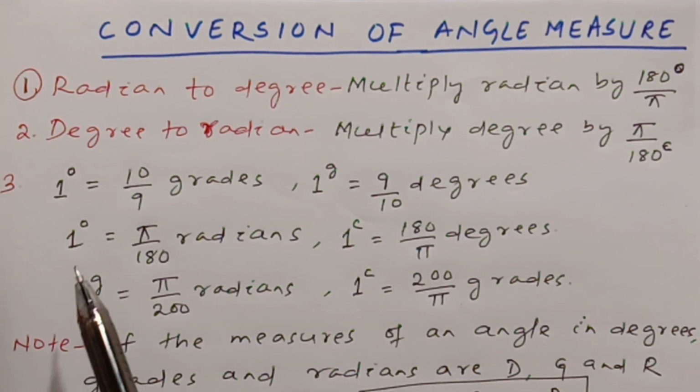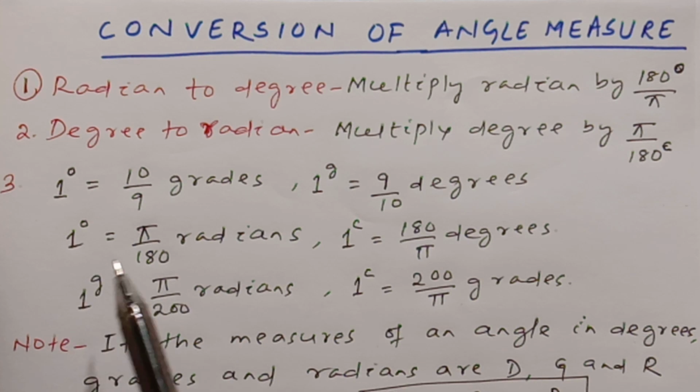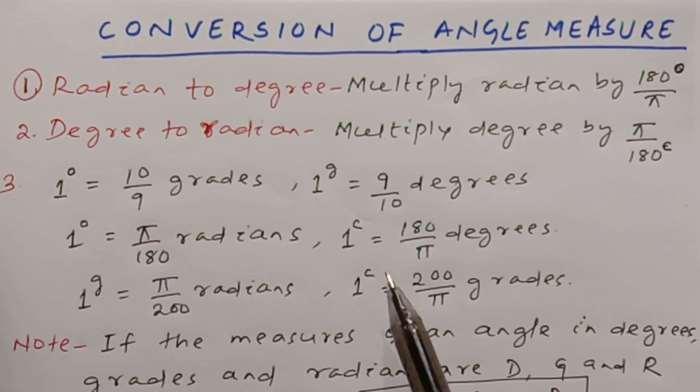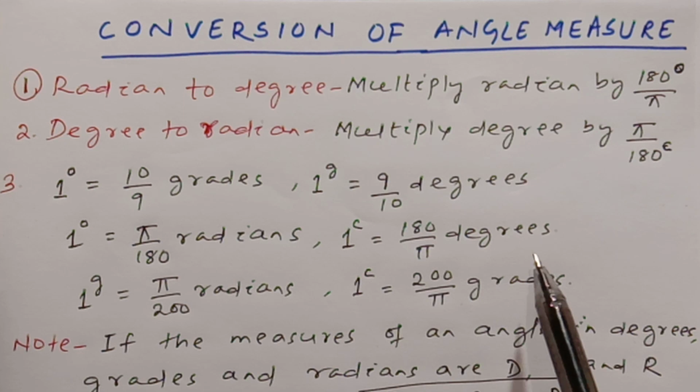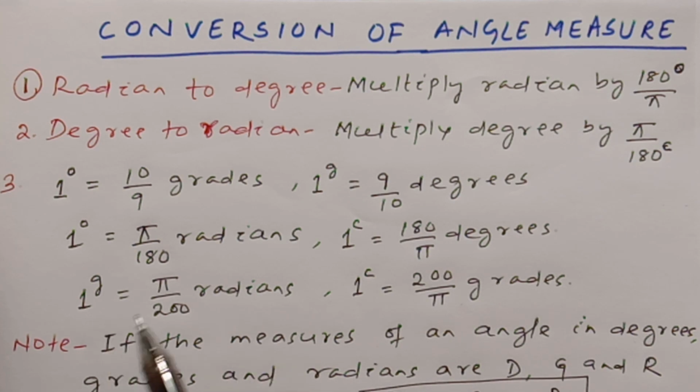And the relation between degree and radian, 1 degree is equal to pi by 180 radian, 1 radian is equal to 180 by pi degrees. And the relation between grade and radian, 1 grade is equal to pi by 200 radians, and 1 radian is equal to 200 by pi grades. So these are the important relations among degree, radian, and grade.